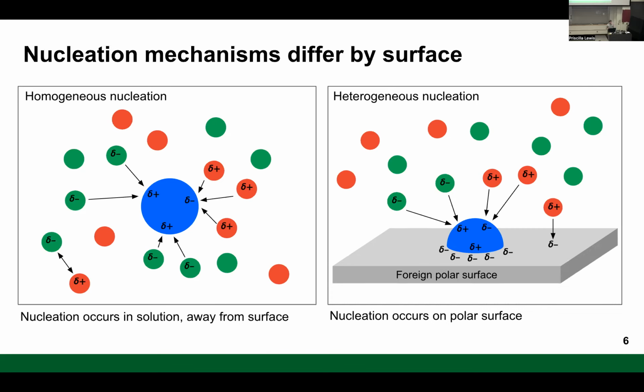And then in heterogeneous nucleation, our nucleation occurs on some kind of polar surface or substrate. In this graphic, we can see nucleation about to occur with that positively charged red particle on the polar surface. And again, in blue is our nucleus.